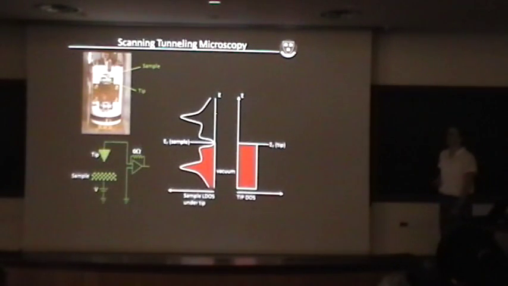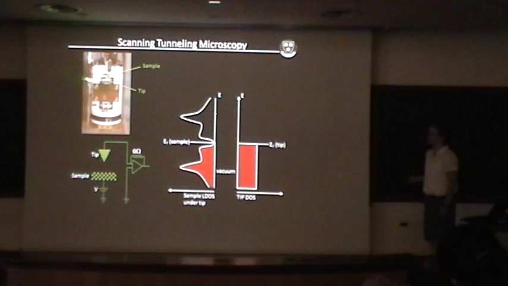Okay, so here starts the very long introductory part about STM. So a scanning tunneling microscope is a scanning probe. It's got a sample. We usually put our sample face down. The tip is pointing up.